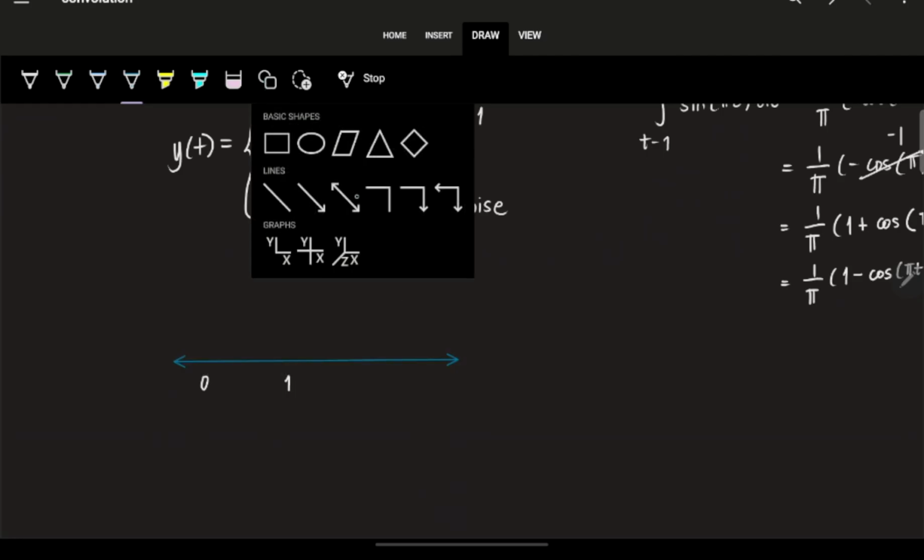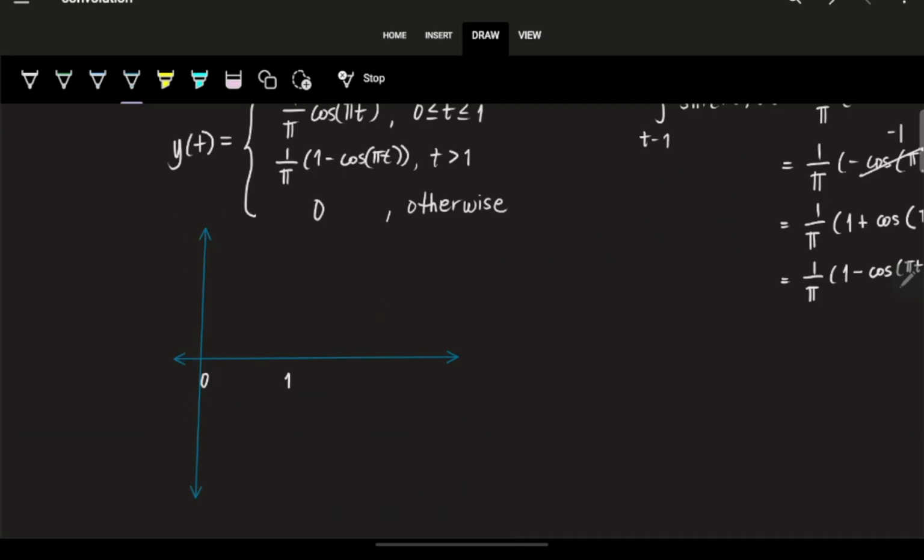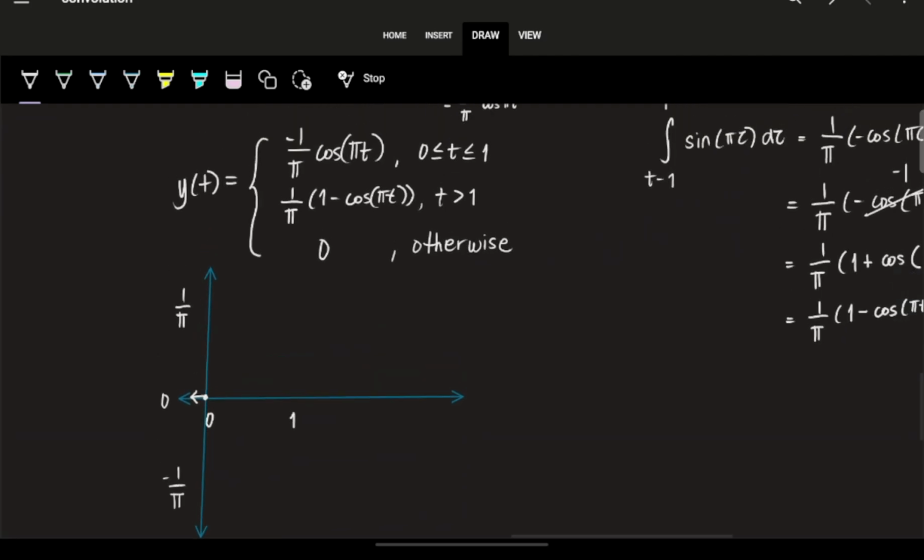Tapos, another 1. Okay, so let's try to define. So let's say this is 1 over pi. Let's say this is negative 1 over pi. Again, at time 0, or rather, before 0, wala tayong value. So this is 0. Okay, then between 0 and 1, let's try to substitute.